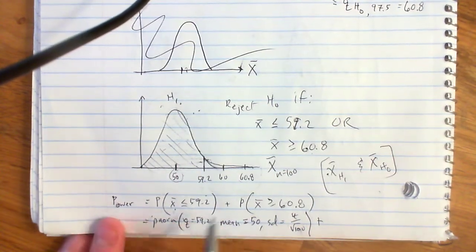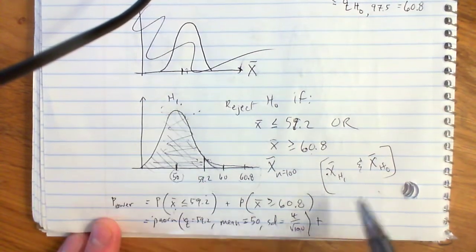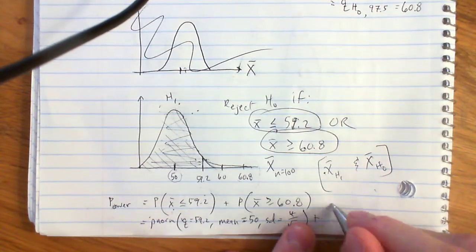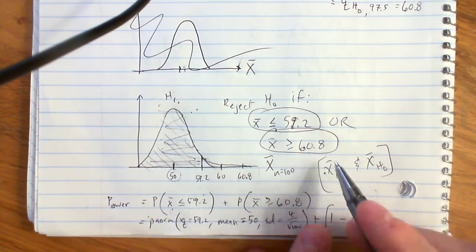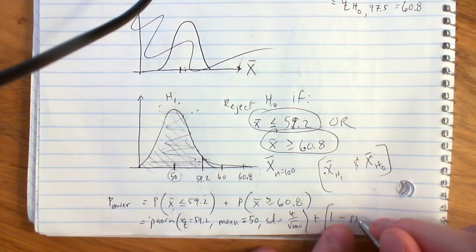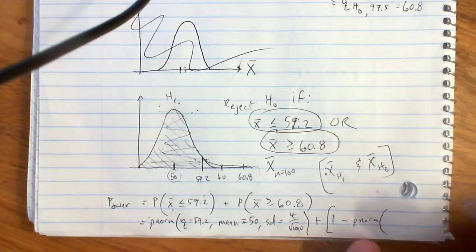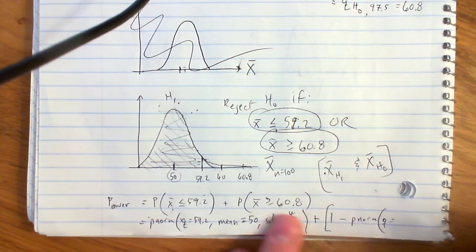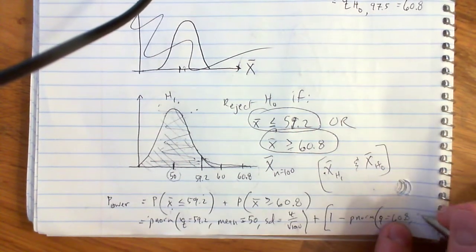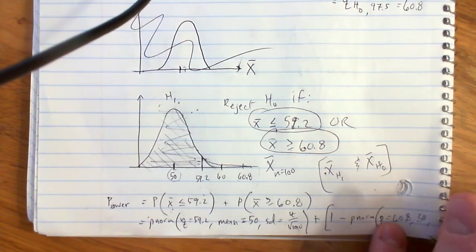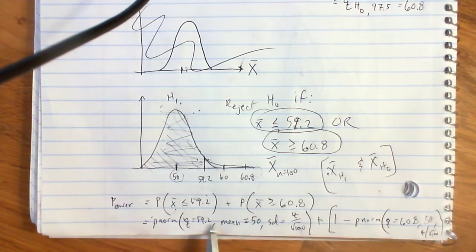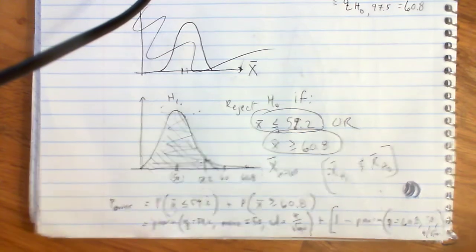So we found this probability, the probability of x bar being less than this. Since this is greater than or equal to, we need the complement. So p norm, q equals 60.8. And then the rest of this is the same. The mean is 50. The standard deviation is 4 over root 100. And we literally just plug this into R, and it gives us the power of the test.